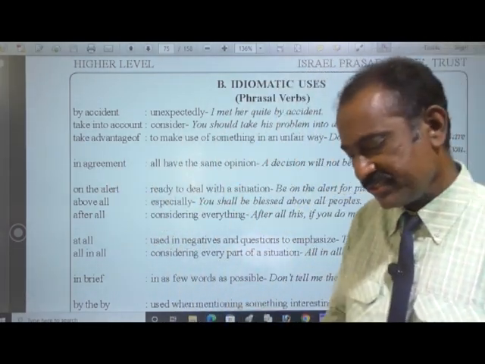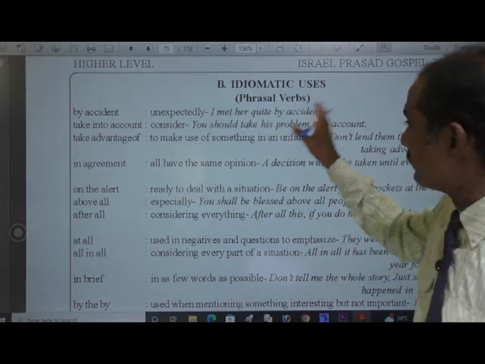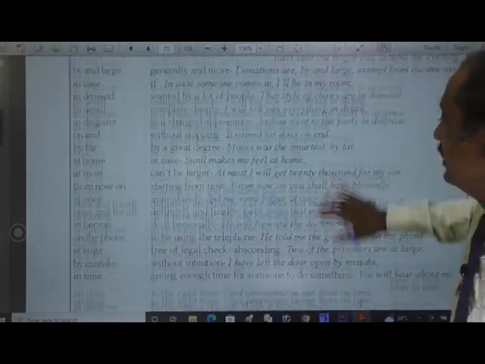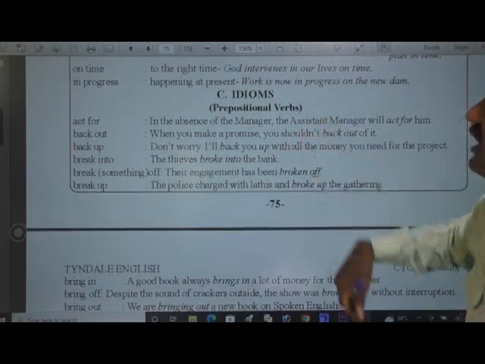Let us go to the next point. Idiomatic expressions are there. Phrasal idioms are verbs, other idioms, and prepositional verbs also called idioms.